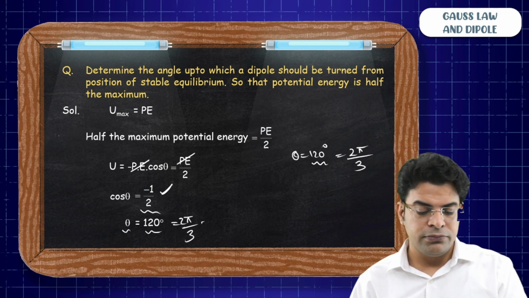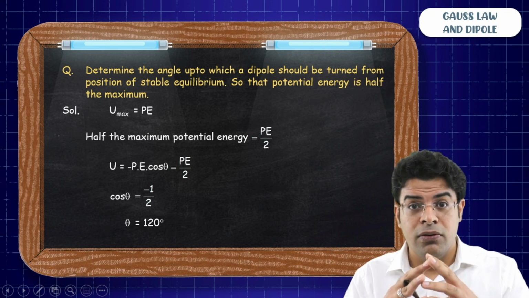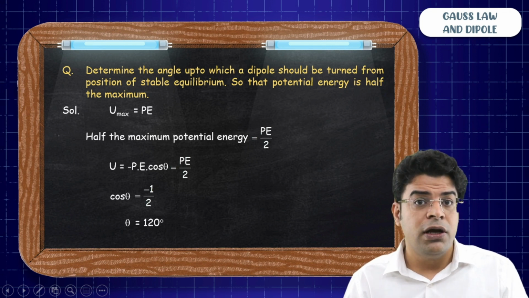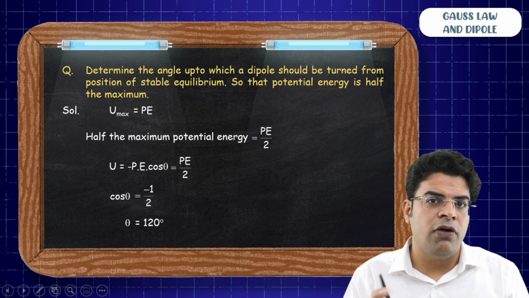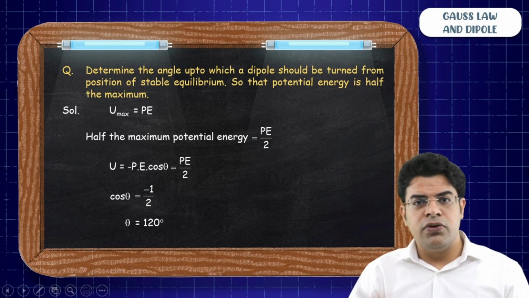So that's all in this hour. In the next hour we will talk about the properties of conductors, and that will be really useful in the chapter of capacitors, which will be taught after current electricity. So see you guys in the next hour.